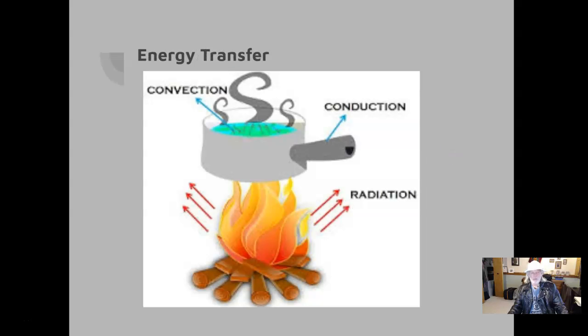Go over your energy transfer: convection, the transfer of energy through a gas or a liquid, conduction, the actual touching, and then radiation, the transfer of energy through space.